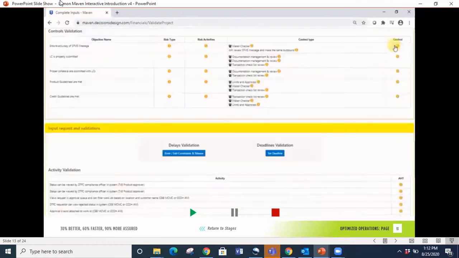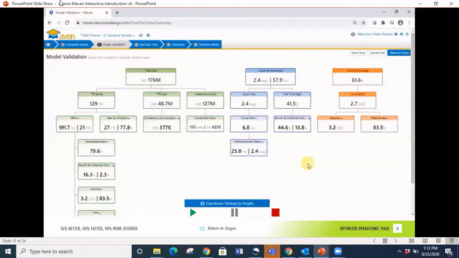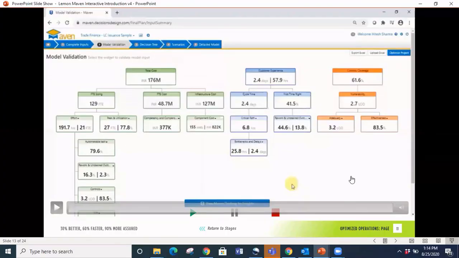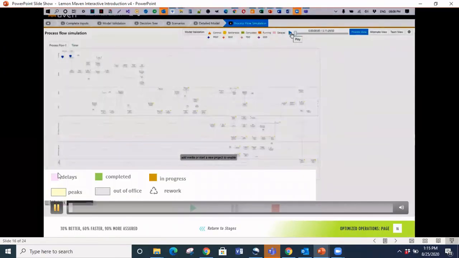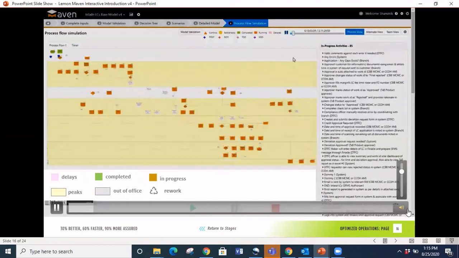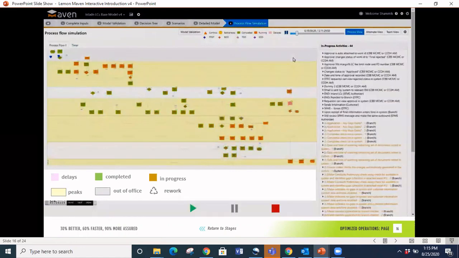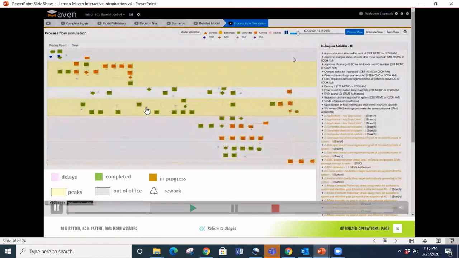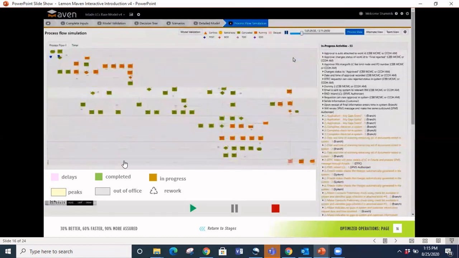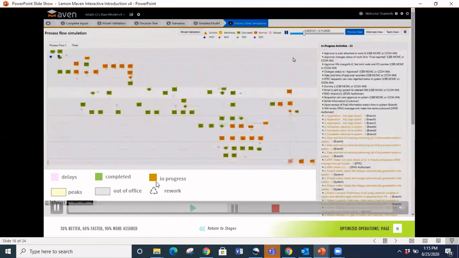Based on all these inputs, Maven creates an operating model and generates all the metrics associated with operating costs, customer experience and controls. The operating model is built on Maven. Within 40 seconds, Maven will create a live simulation of how the as-is operations are running on the ground. Here you can see Maven is creating a live model of how the process is actually running in the operations. You can see it highlights the completed activity across the cycle time. It highlights which activities are in progress at a given point of time. Where are the delays happening in the process?